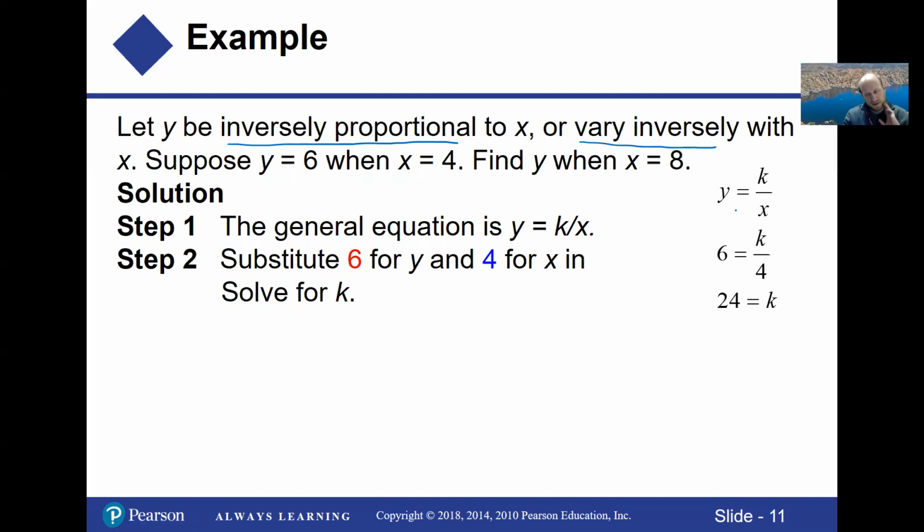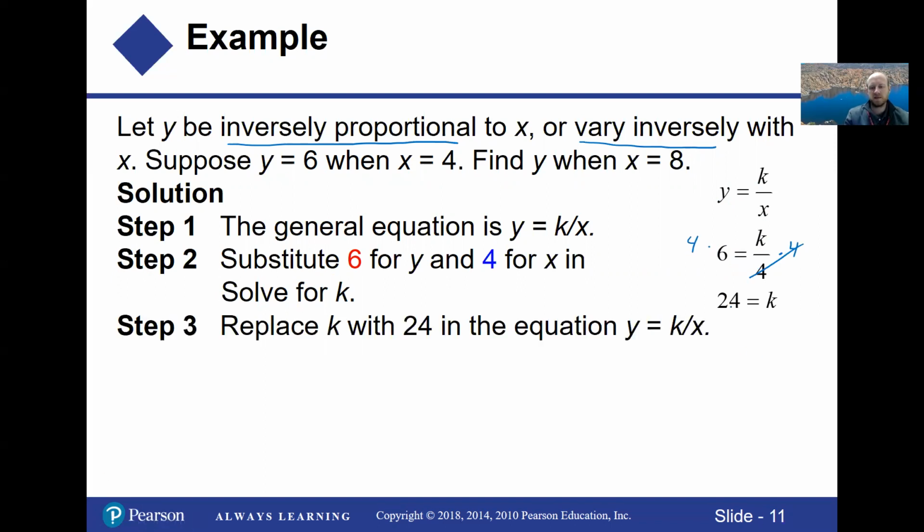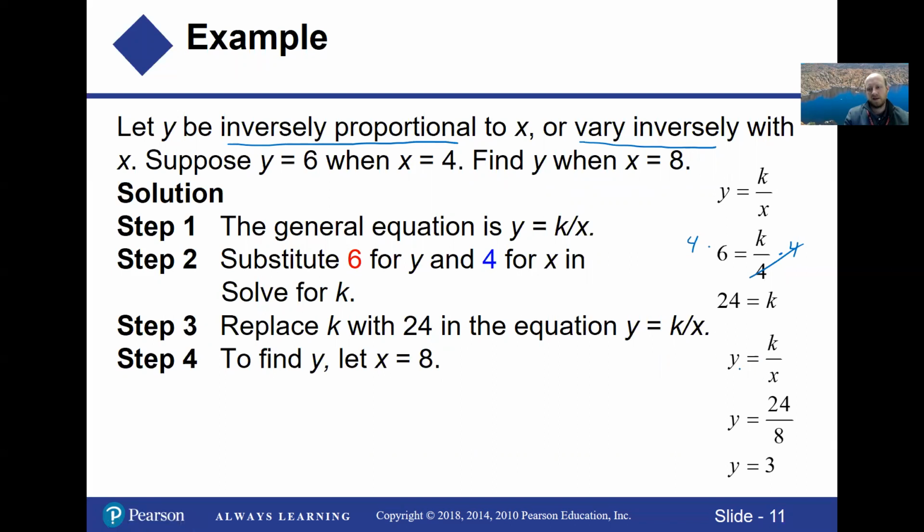So here's our equation. We substitute 6 for y, 4 for x. And then to solve this, we have to multiply both sides by 4. That cancels the 4s out, and we have 4 times 6, or 24. So we know that k equals 24. Then the next step, we find y when x equals 8. So we just replace k with 24. And here's our equation. We substituted 24 for k. 24 divided by 8 is 3.